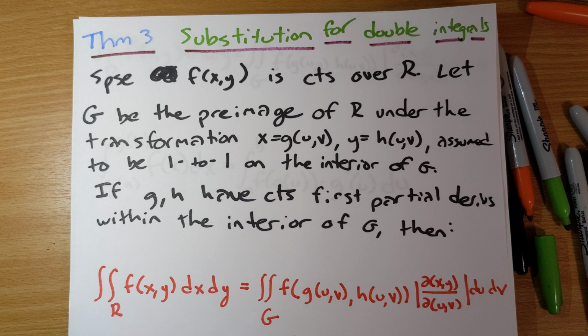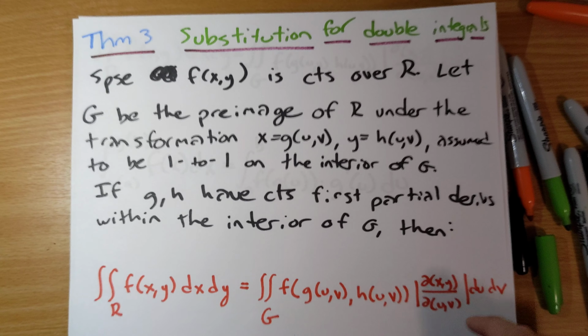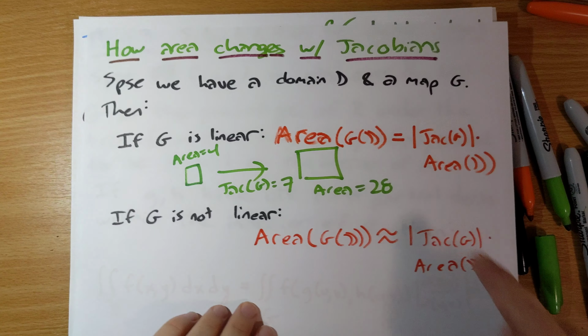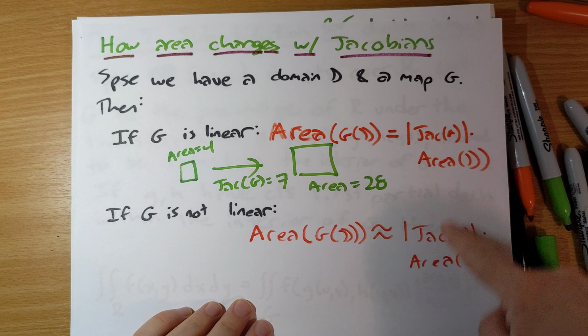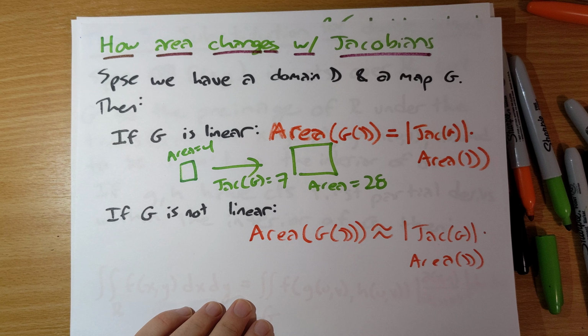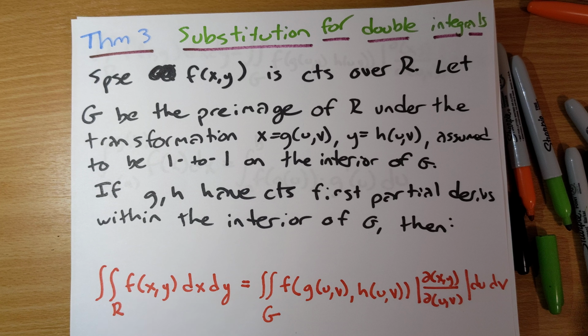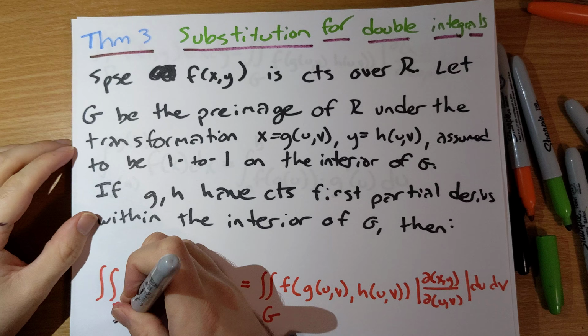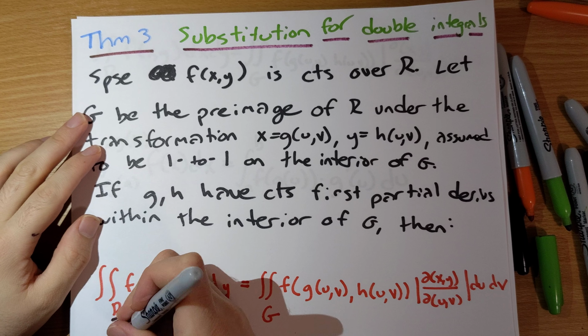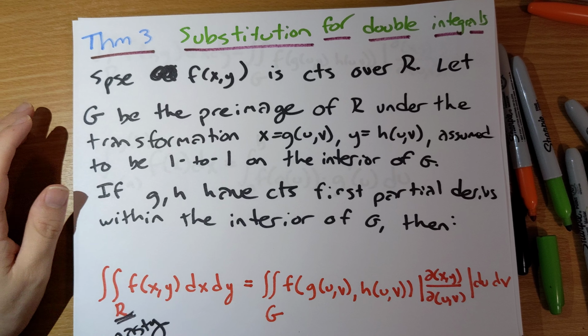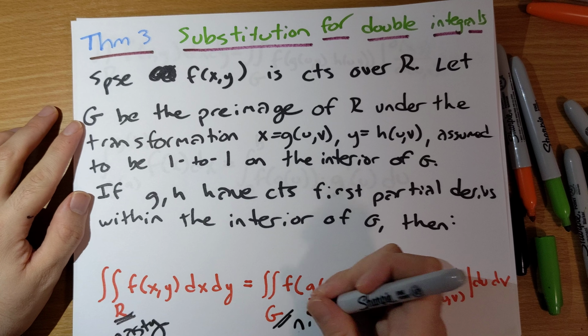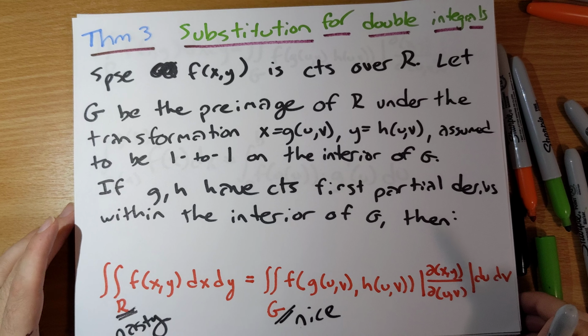du dv. Okay, so what's going on here? First off, this absolute value of the Jacobian, that's exactly this factor right here. It's telling you how much you're scaling the area by. So that is good. Also, the thing that we should be thinking about here is that this region R is probably going to be a nasty region. This region G needs to be a nice region.